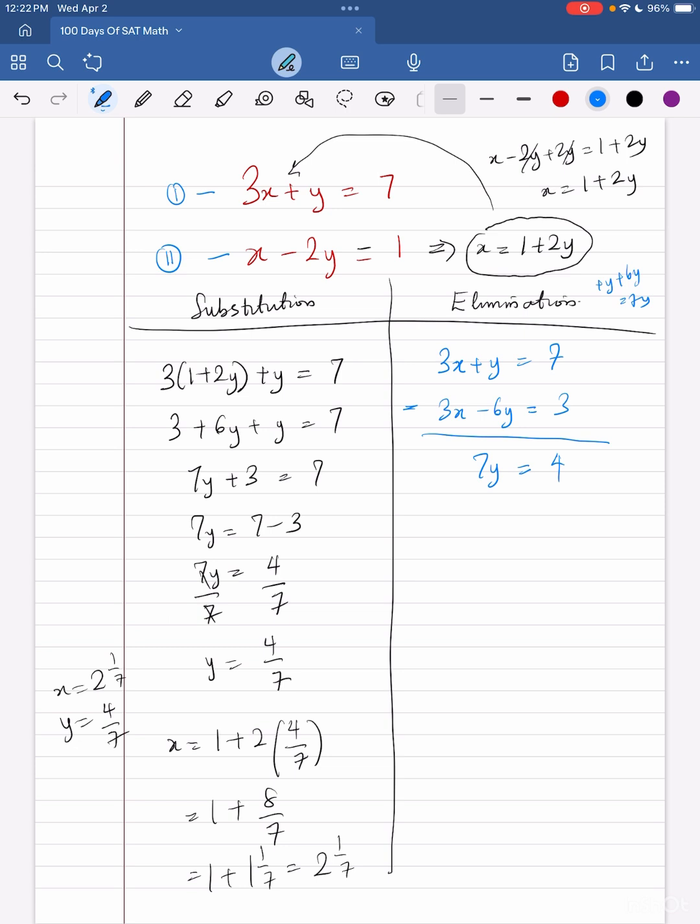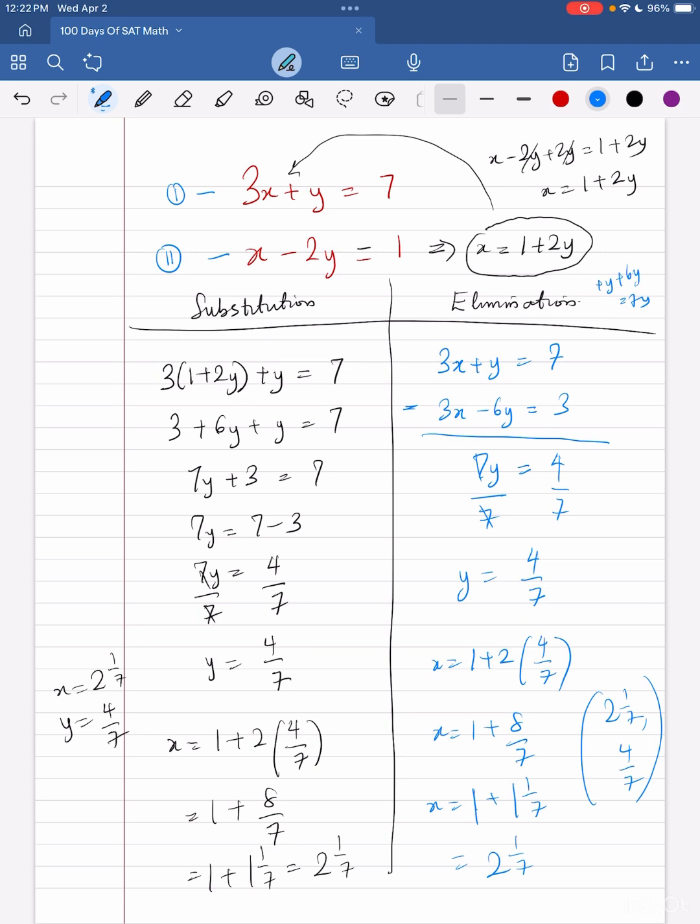7y equals 4. So if we have 7y equals 4, we divide through by 7 to undo the effect of multiplication. So y equals 4 over 7, right? If y equals 4 over 7, x again is 1 plus 2 times 4 over 7. X equals 1 plus 8 over 7. X is 1 plus 1 over 7, which is 2 1 over 7. And which is indeed the same thing as what we have, 2 1 over 7 and 4 over 7.